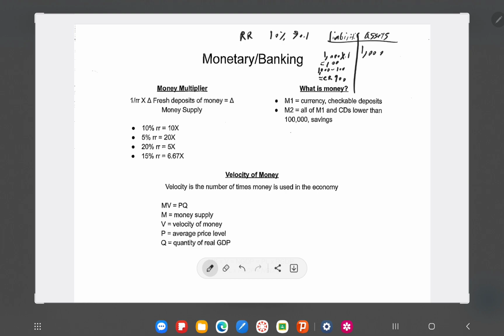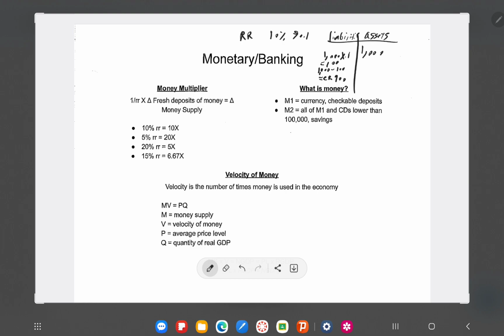We got the reserve ratio of 10%, we got 5%, we got 20%, and we got 15%. M1 is just the currency and checkable deposits, because this is going to be mentioned in the test. It's just the checkable deposits and your currency, your money. And M2 is all of M1 plus CDs lower than $100,000 and savings.